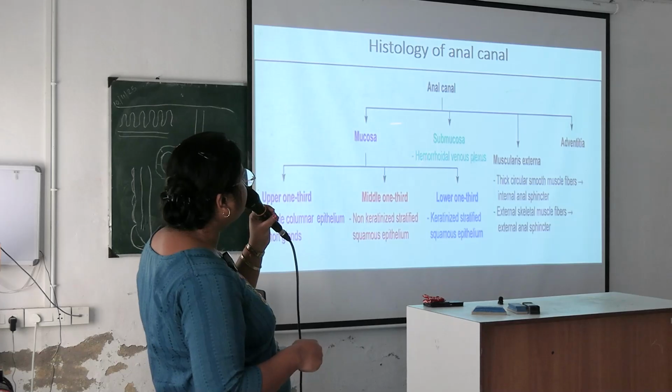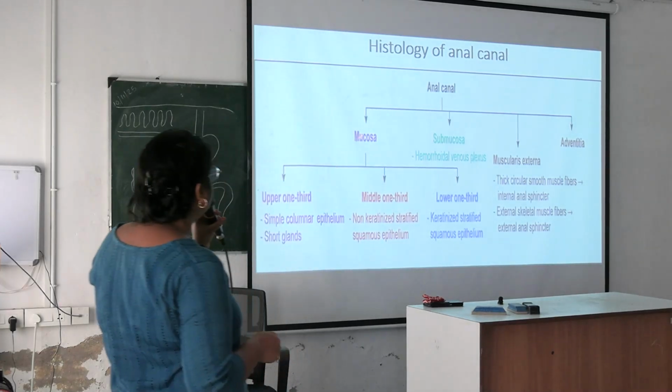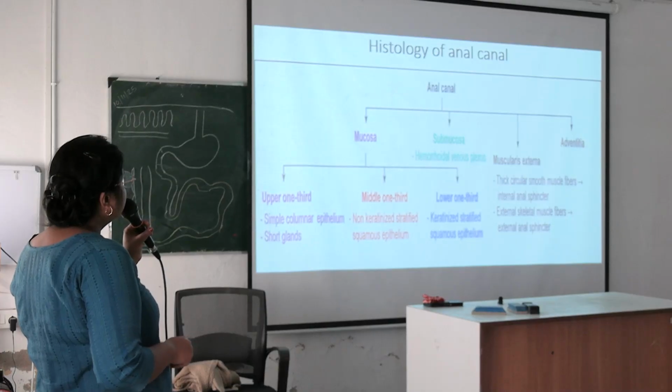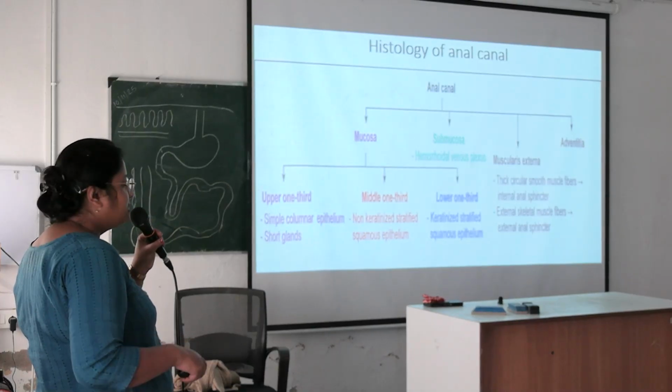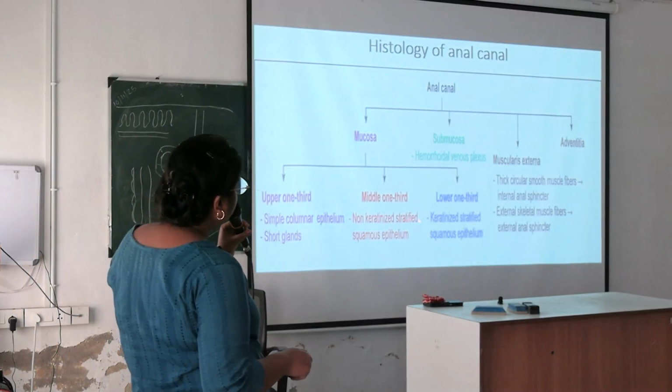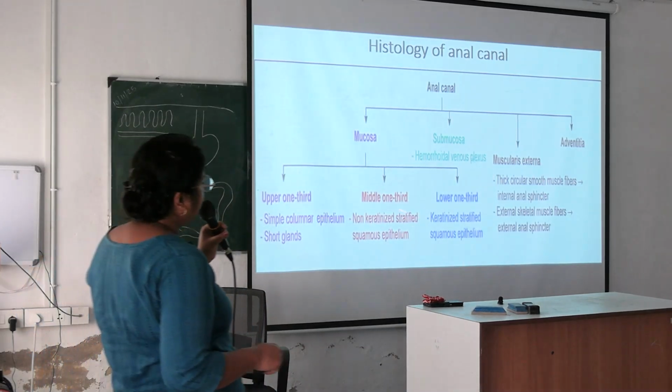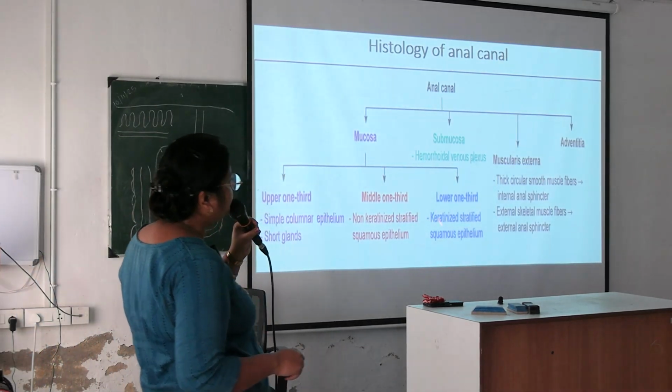So this is summarization of the anal canal. There is mucosa. Mucosa is divided into 3 parts. Upper 1/3 has simple columnar epithelium and short glands. Middle 1/3 is lined by non-keratinized stratified squamous epithelium. Lower 1/3 is lined by keratinized stratified squamous epithelium.